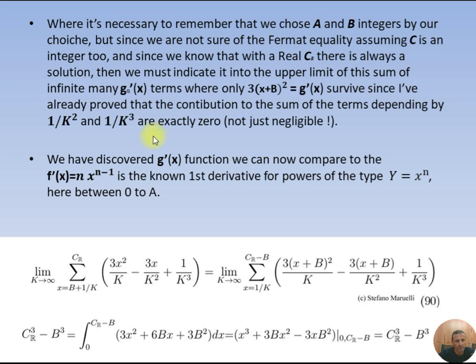But all this is useful to transform our function g prime of x. g prime of x is a continuous function, the sister of what is known as the first derivative for powers of integers, so the function of the type n times x to the n minus 1. Now, since both g prime of x and f prime of x are between 0 and a, we can compare these two functions and prove our theorem.